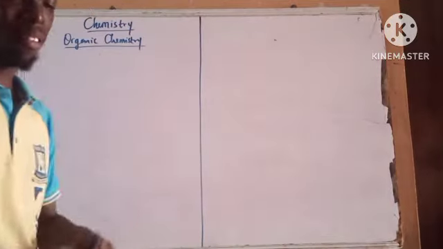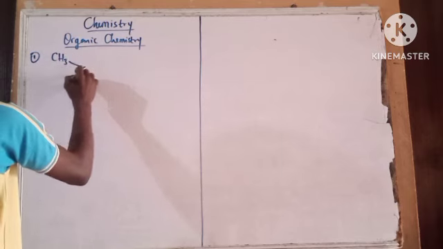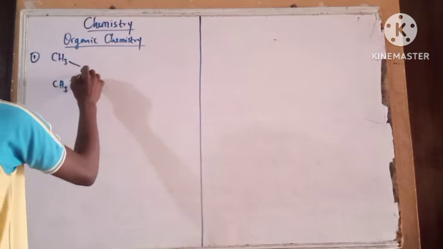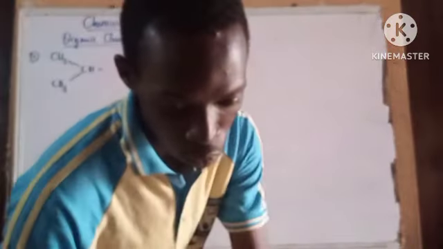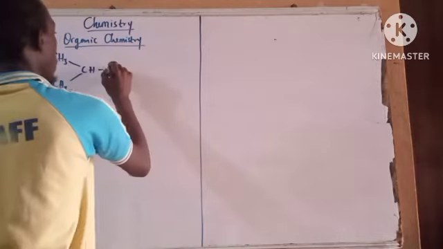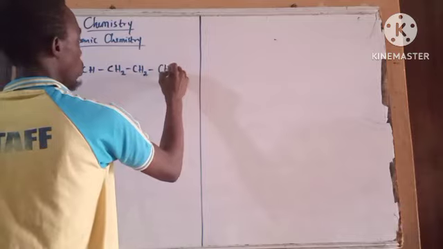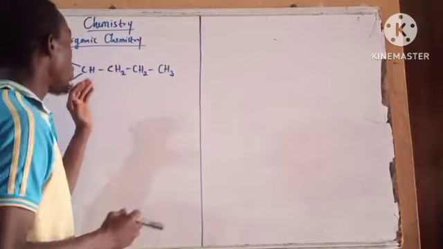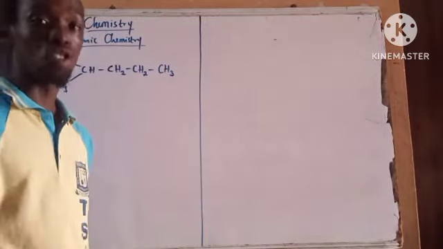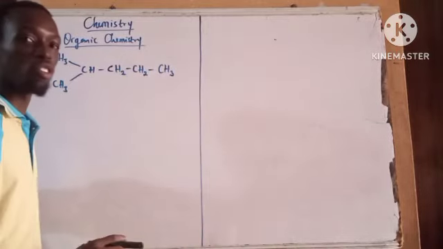Correction to our assignment. From our assignment, we have question 1. We have CH3, CH3, then H bonded to CH2, CH2, CH2, CH2, CH3. Now, remember rule number 1? Rule number 1 says the longest continuous carbon chain. So we need to pick our longest continuous carbon chain.